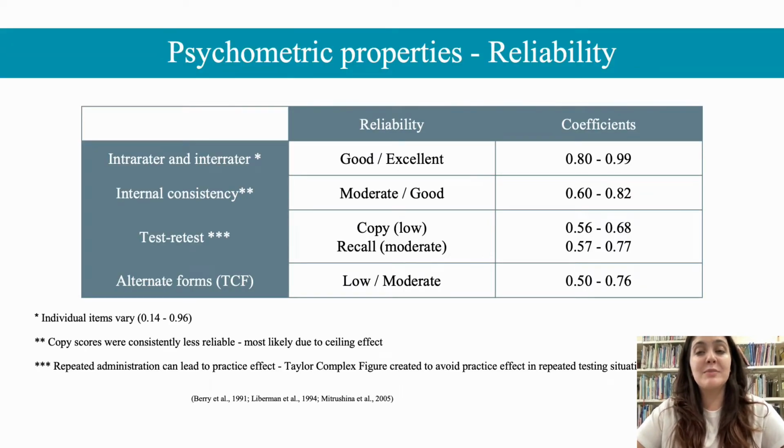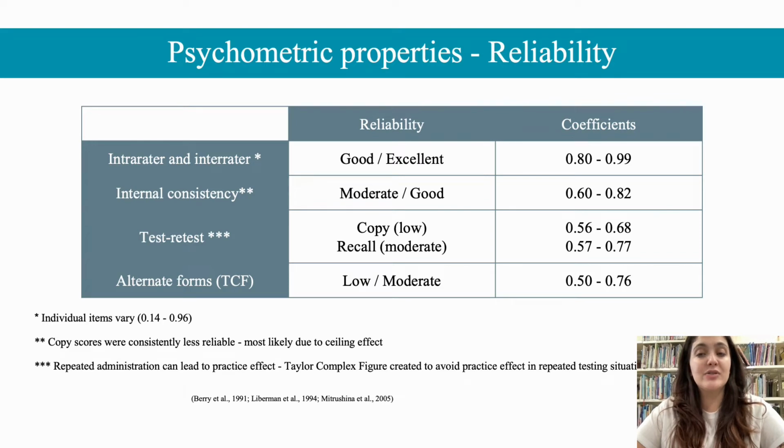Firstly, we will look at the reliability of the Rey Complex Figure. A number of studies have reported good to excellent intra-rater and inter-rater reliability, with coefficients generally ranging from 0.8 to 0.99. Though it is important to note that the inter-rater and intra-rater reliability of the individual scored items can range from as little as 0.14 to as high as 0.96. Findings like this may indicate that more research is needed into the scoring of each individual item.